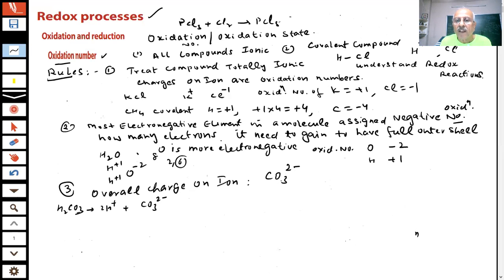Now in this case, if I have to find the oxidation number of carbon, then I have to add the oxidation numbers, and this should be equal to 2 minus. Supposing carbon is x. The oxidation number of oxygen, how much did you get? -2. How many are there? 3 into minus 2. This must be equal to minus 2. Then what will be the value of x? Calculate. What is the value of x?